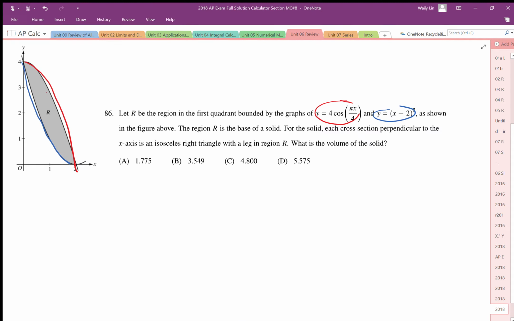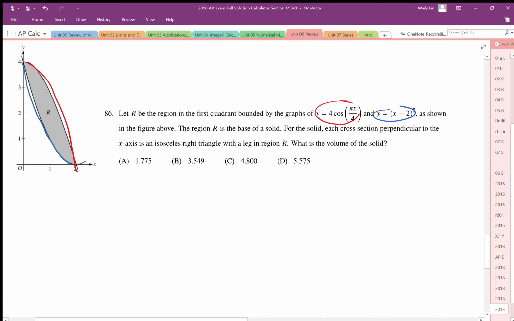Question number 86 says, let R be the region in the first quadrant bounded by the graph, the 4 cosine graph, which I've drawn in red, and the parabola (x minus 2) squared, which I've drawn in blue. So the region R is the base of a solid. So this region is going to generate a 3D solid.